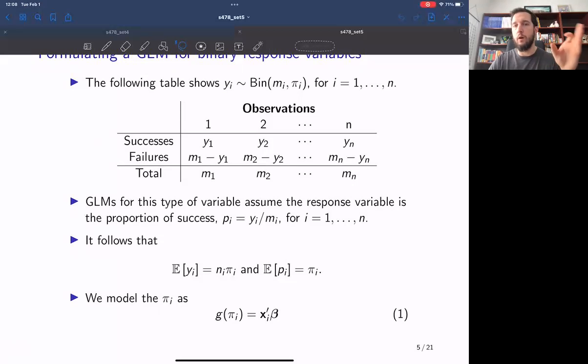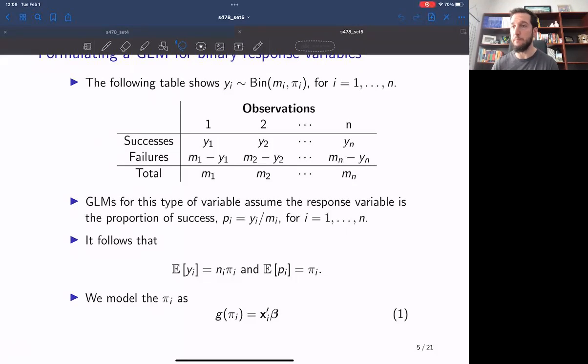Right? So our response variable is going to be the couple of the number of successes and the number of failures. But the binomial GLM model that we're learning about, the logistic model for example, is actually going to model the probability of success. But technically, it also models the odds of success, or the log odds of success as well. Okay, so it follows that the expected value of yi is going to be ni times pi i, because the expected value of a binomial random variable is n times pi. Okay, and then the expected value of little pi, which is our estimate of pi i, is going to be pi i. Okay. So the form of our binomial GLM is given in equation 1.